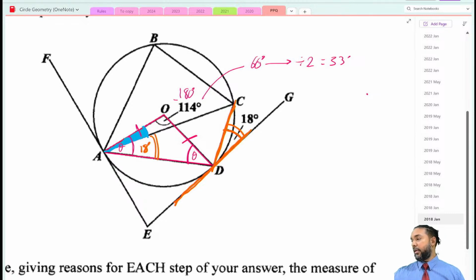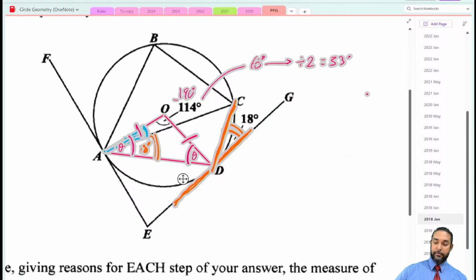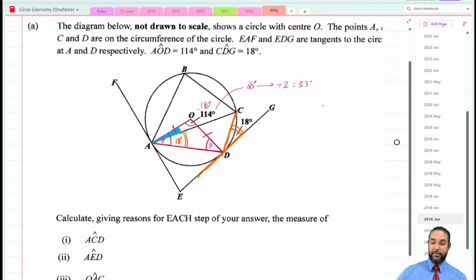So that one had a couple of layers. 15 degrees, for the blue angle. To me, the only way you can really find that angle is to subtract the 18 from the whole angle here. I'm not sure how else you would find that angle. Once your logic is sound, you should be okay.